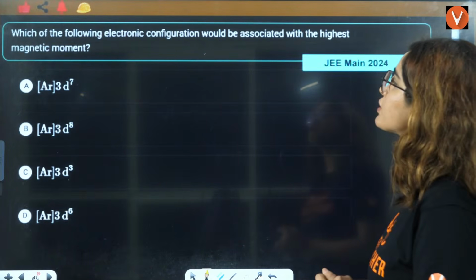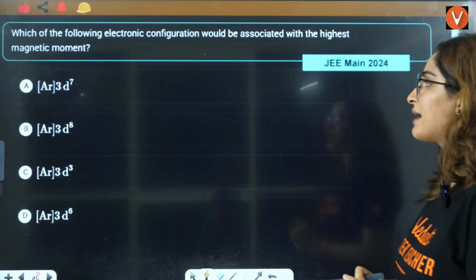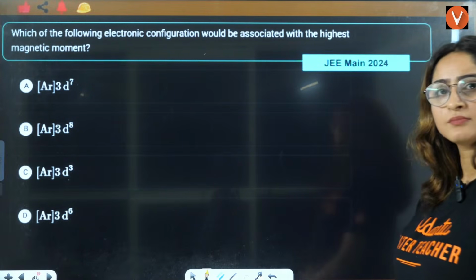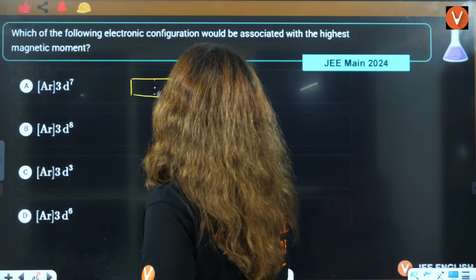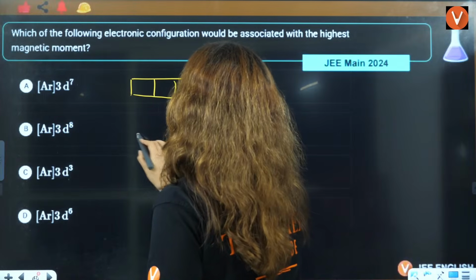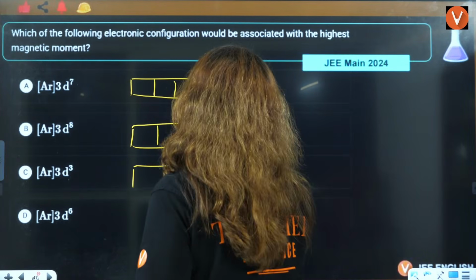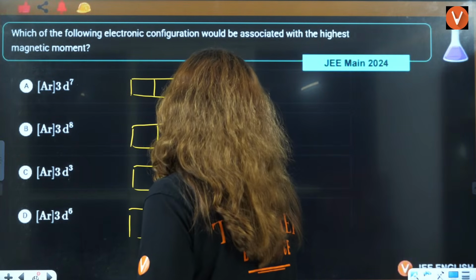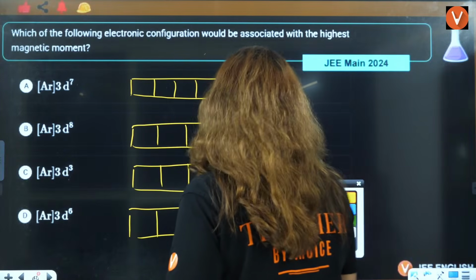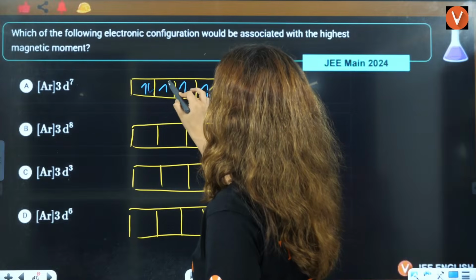Next is, which of the following electronic configurations would be associated with the highest magnetic moment? See, it is 7. 1, 2, 3, 4, 1, 2, 3, 4, 5, right? Here also it should be 1, 2, 3, 4, 5. And here also should be 1, 2, 3, 4, 5. Okay. Now here you have 7. 1, 2, 3, 4, 5, 6, 7.